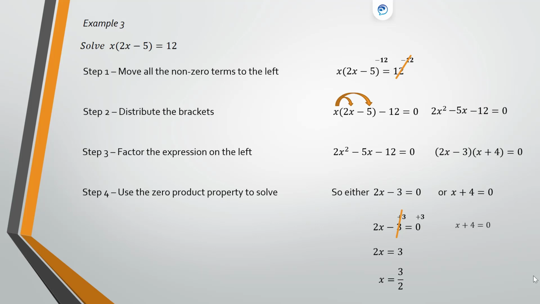With the other equation, we've got x plus 4 equals 0. So we subtract 4 from both sides of the equation. Minus 4 and plus 4 will cancel. So x is equal to minus 4. So the solutions to x multiplied by 2x minus 5 equals 12 are x equals 3 over 2 and x equals minus 4.